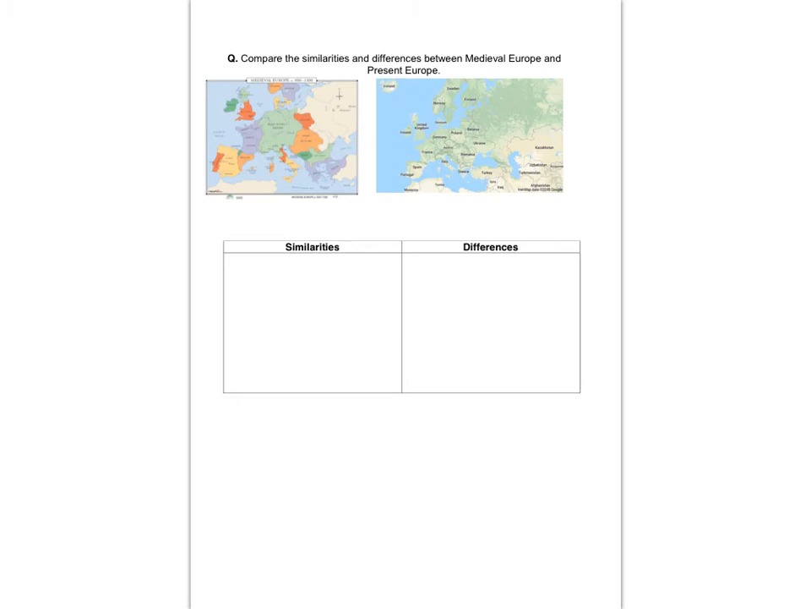Okay, moving on. Linking to some geography work here. Compare the similarities and differences between medieval Europe and present Europe. So the continent that we live in, how is it similar? How is it different?